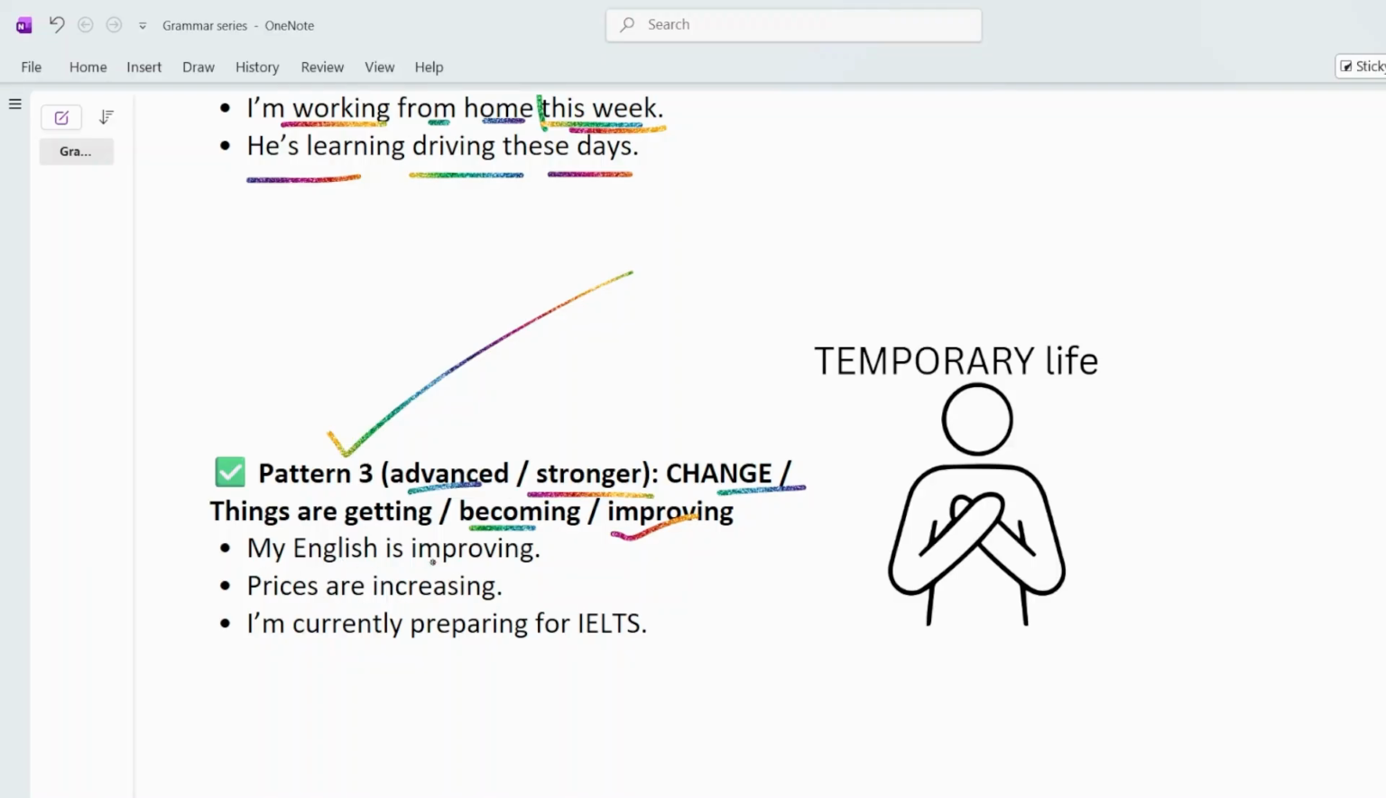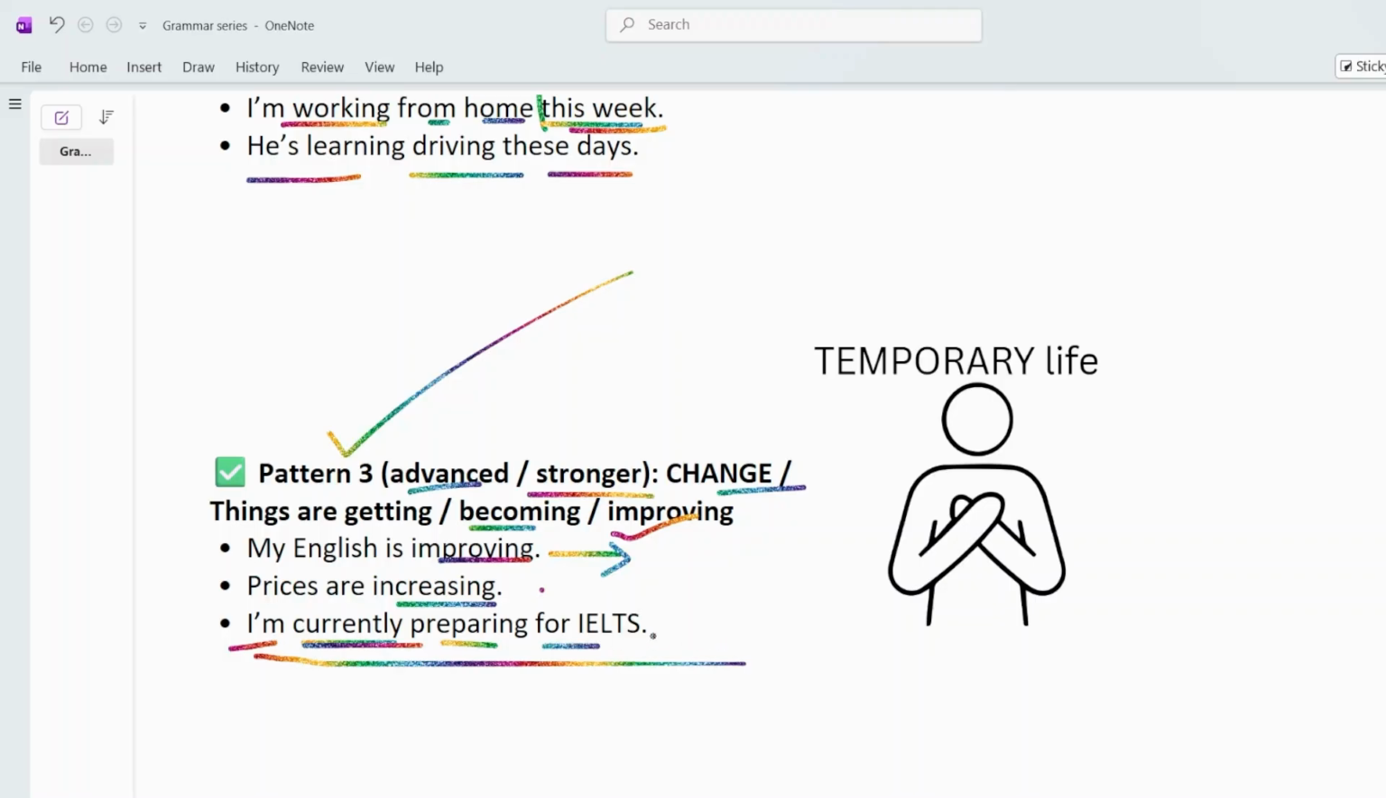Okay, so my English is improving. So improve plus ing form, again the verb plus the ing form. This action is happening right now, we're just working on it, so it is present continuous tense. All right, prices are increasing, again another beautiful example of the same tense. I am currently preparing for IELTS. Look at this particular sentence, guys. I am, subject, time has moved in here. I am currently preparing for IELTS.